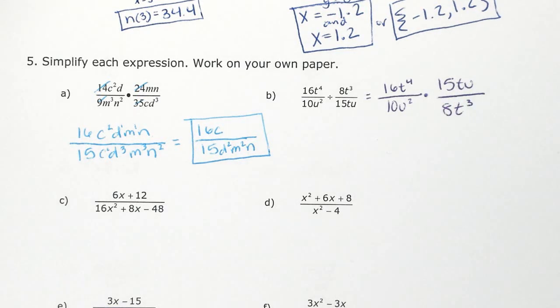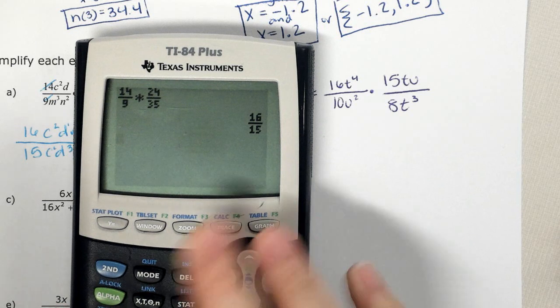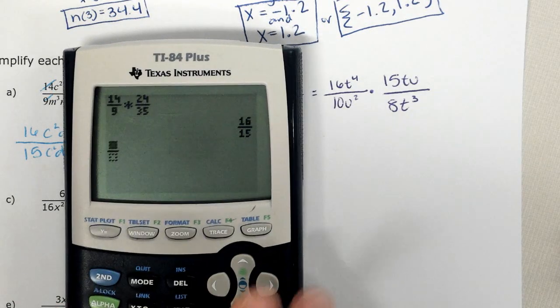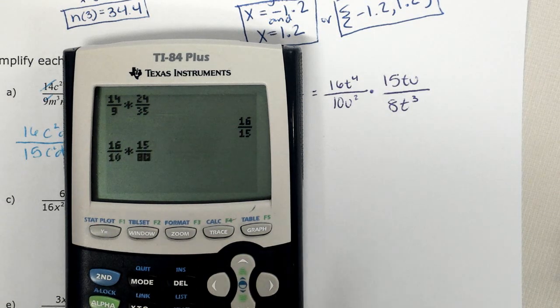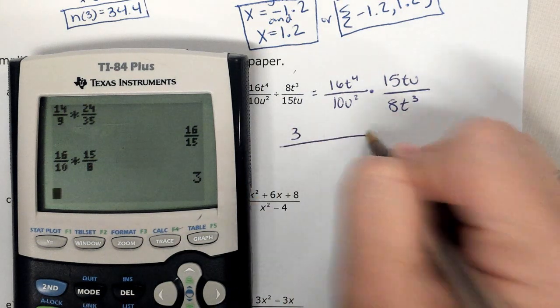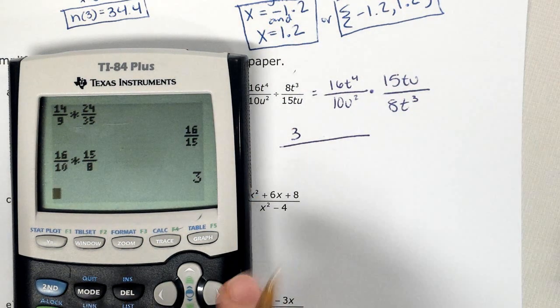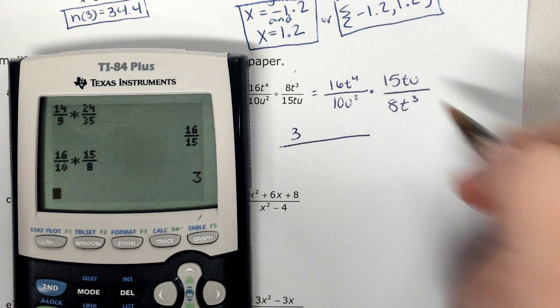And we're going to do the same thing. So I'm going to do the numbers first. Alpha y equals enter. We have 16 over 10 times 15 over 8, and it's going to be 3, which is nice. It's a whole number. If you want to write it as a fraction, that's fine, because we're going to now write our letters alphabetically. We know t comes before u, so we have t to the 4th.